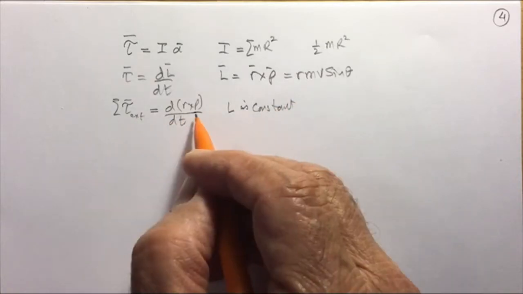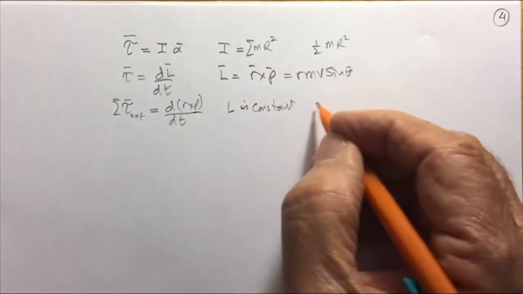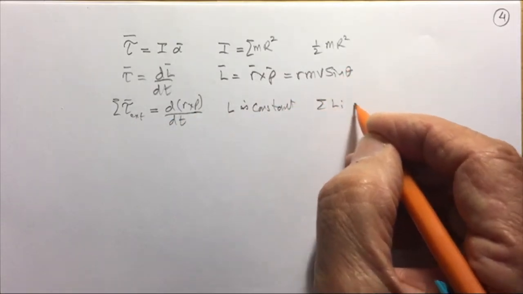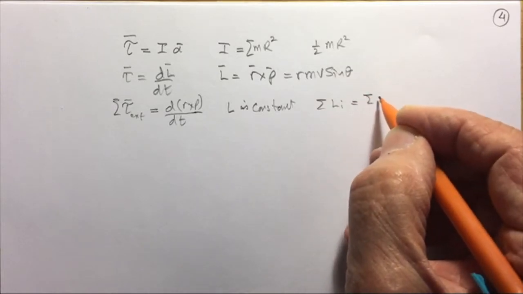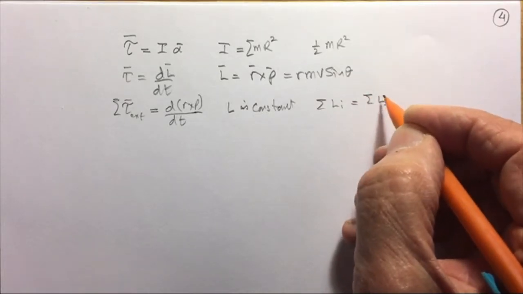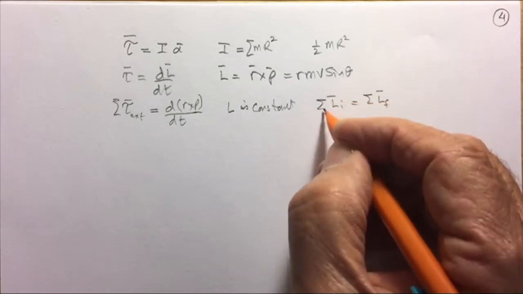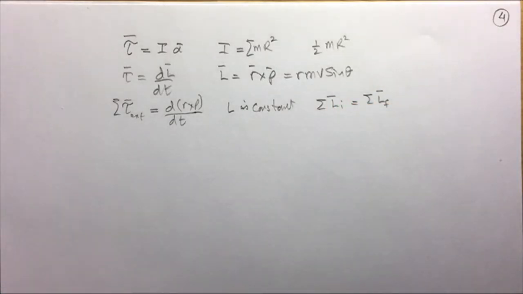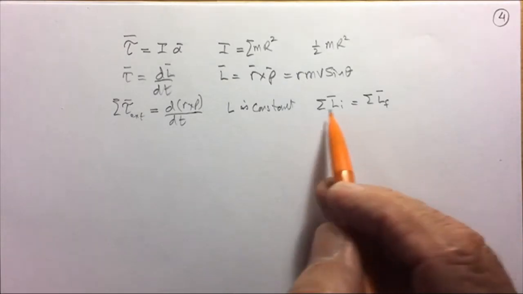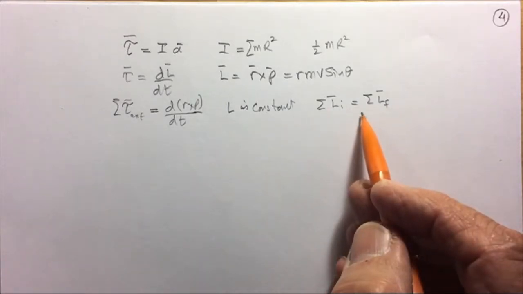In the absence of external torques, the angular momentum is constant, which means the sum of the initial angular momenta is the same as the sum of the final angular momenta, which is what we also had in the case of conservation of linear momentum. So this is the conservation of angular momentum.